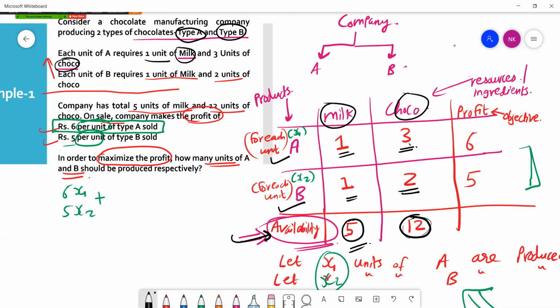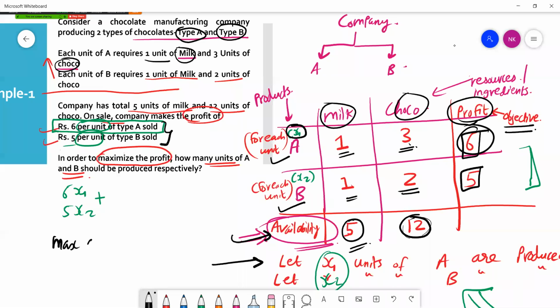On sale, the company makes a profit of rupees 6 and rupees 5 on type A and type B respectively. So we have simply written 6 and 5 here, which is the profit. Since profit is the term that we try to maximize, that is our objective function. Let x1 units of A be produced and x2 units of B be produced, so our profit will be to maximize 6 x1 plus 5 x2. So this is our objective function.